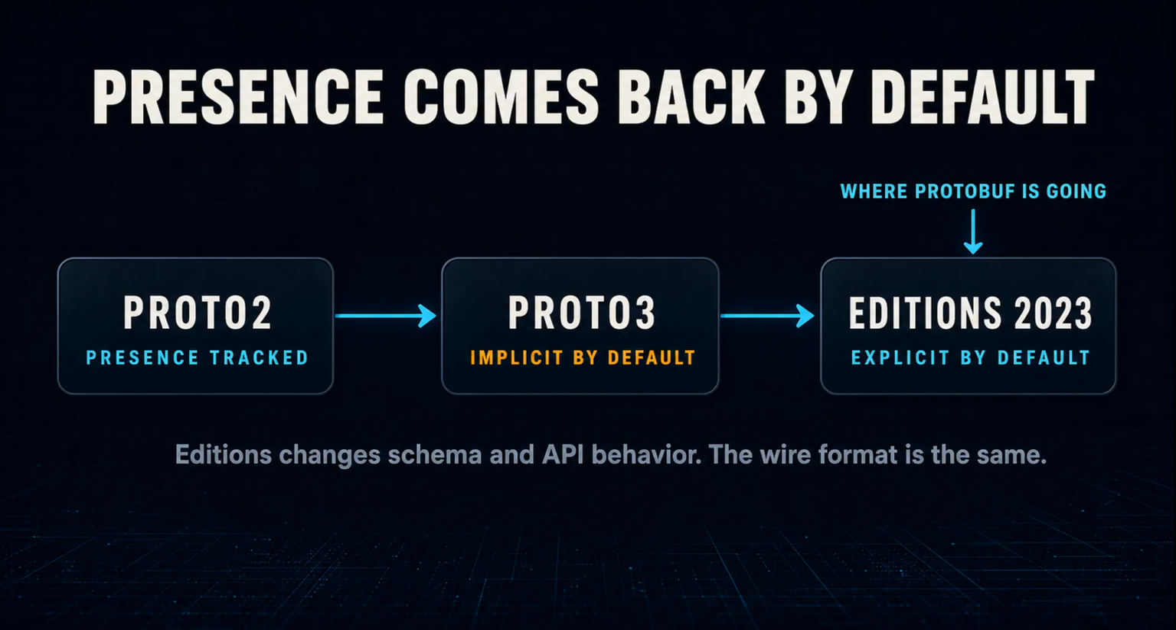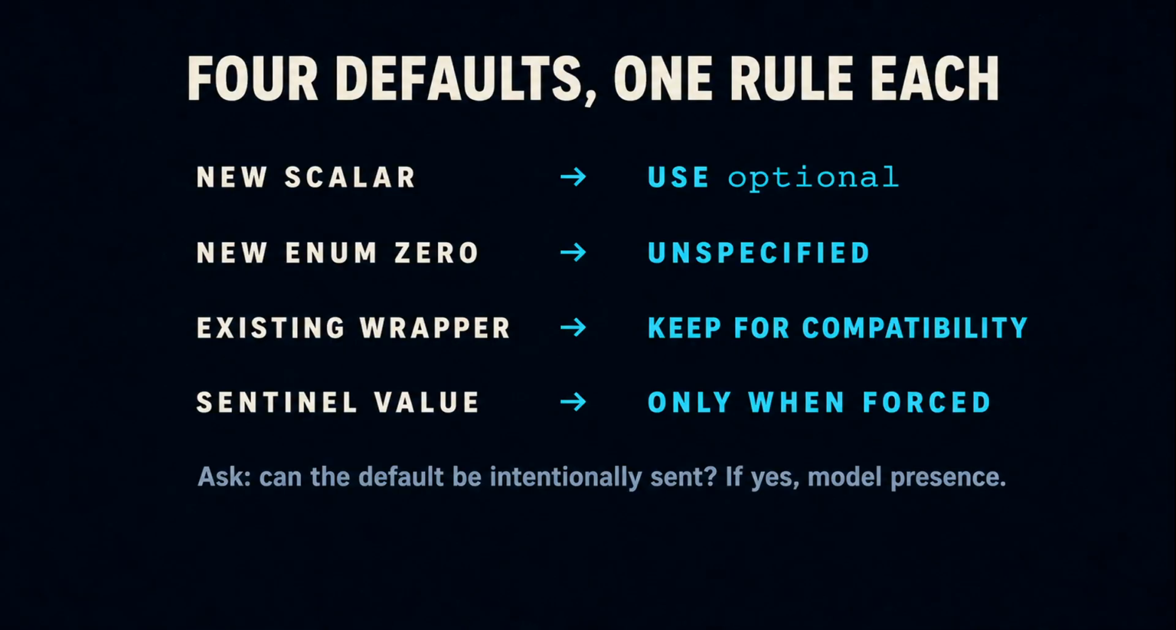Protobuf's newer editions system moves the default back the other way. Edition 2023 sets field presence to explicit by default. Singular scalar fields track presence unless you opt into implicit behavior. Proto 3 is still implicit unless you write optional, but the migration direction is clear. Right. New Proto 3 code that marks scalars optional today lines up with where the language is going instead of where Proto 3 started. And the wire format is the same. Editions changes schema and API behavior, not how bytes are laid out. Optional is no longer a weird special case. It is the bridge. Yeah.